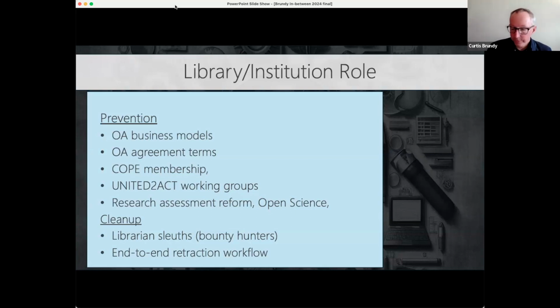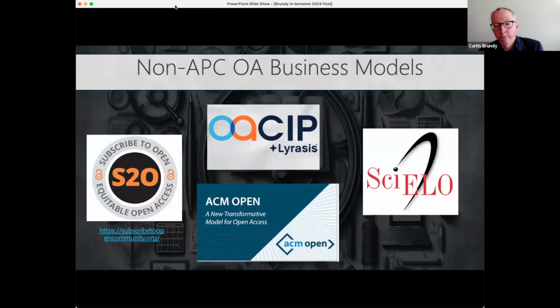So first of all, if APC-based models are incentivizing quantity over quality and pushing publishers toward high-volume approaches like the special issues, then I think libraries that care about publishing integrity and care about trust in science need to prioritize non-APC open access agreements and approaches. And these are just a few examples. There's many more. Subscribe to Open. In the Diamond area, SciELO and what Lyrasis is doing with OACIP. And then I'm a fan of the ACM open model. I think that could be a really viable non-APC model as well.